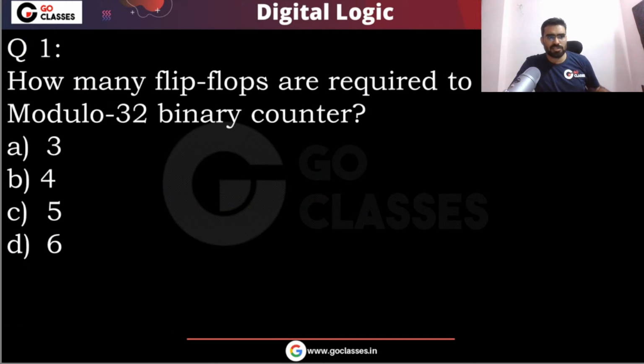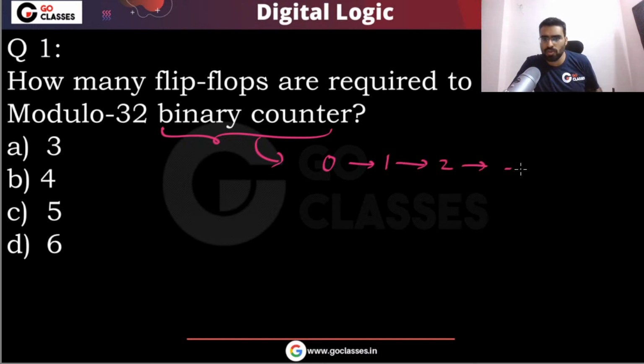So let's see this question. What is the answer? The first question: how many flip-flops are required to make a modulo 32 binary counter? You know what a binary counter is? A binary counter counts the clock pulses. It will count from 0, 1, 2 and so on, up to 2 power n minus 1, and then it will become 0. This is the definition of a binary counter.